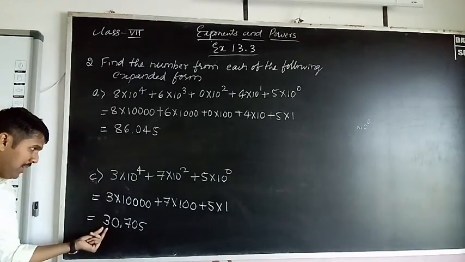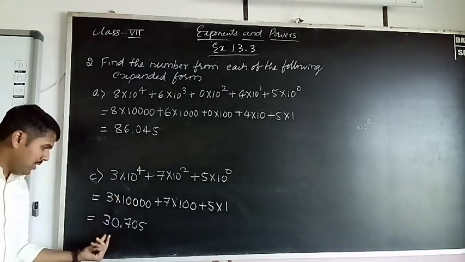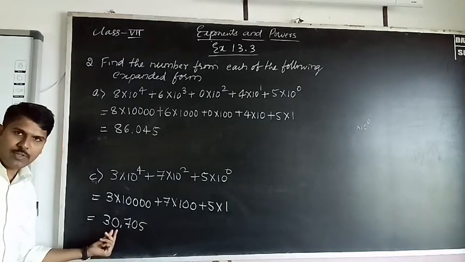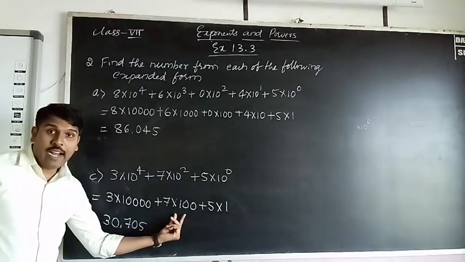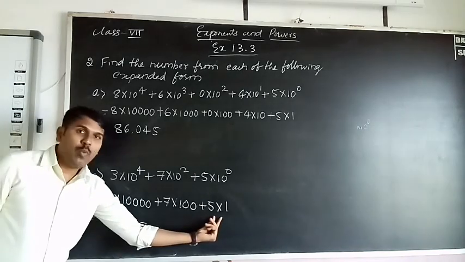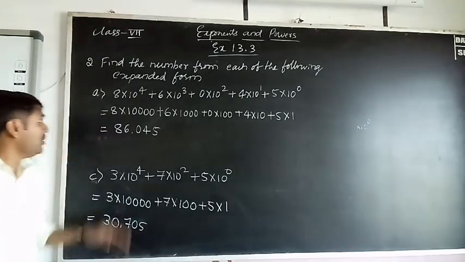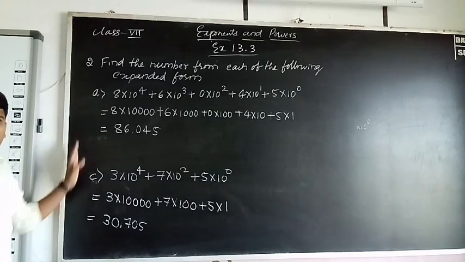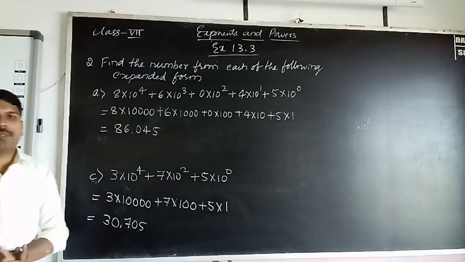30,705. 3's place value is 10,000. 0, they have not given, means this is in the thousands place. 7, they have given, hundreds place. 0 not given, tens place. 5's value is ones place, isn't it? So these are A and C that I have taken. B and D forms are for you. Try this.